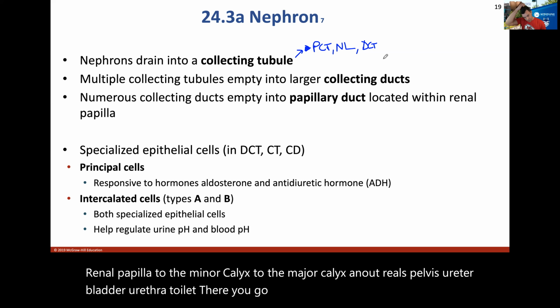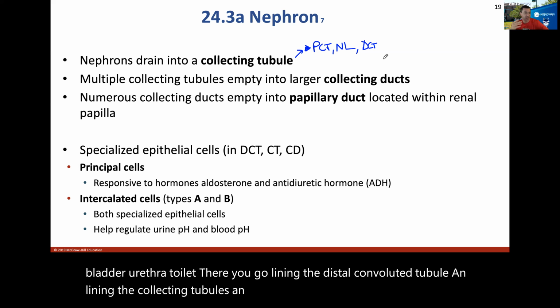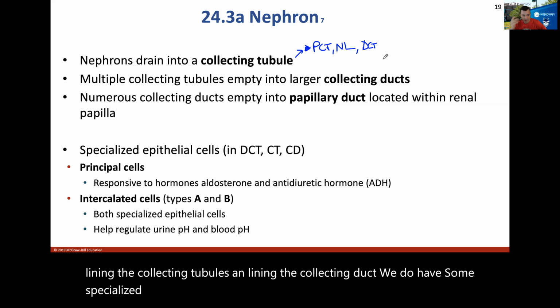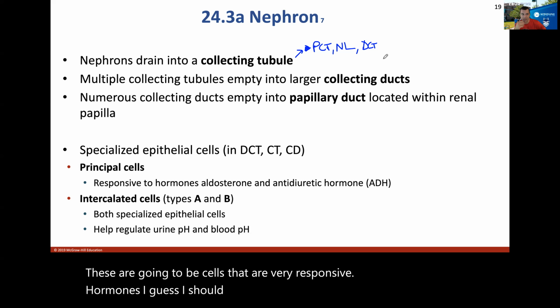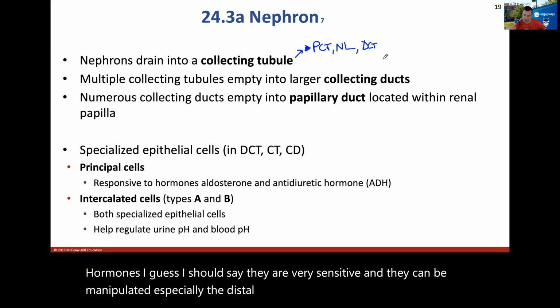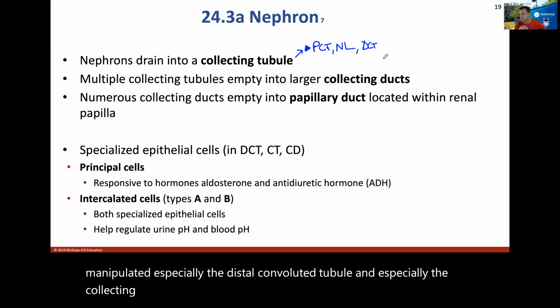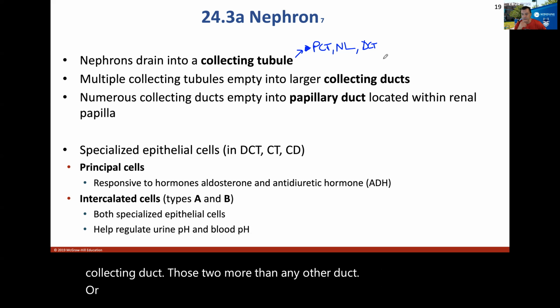Lining the distal convoluted tubule, the collecting tubules, and the collecting duct, we do have some specialized cells. These are cells that are very responsive to hormones. They are very sensitive and can be manipulated, especially the distal convoluted tubule and the collecting duct. Those two, more than any other duct or tube associated with the nephron, are manipulated a lot.